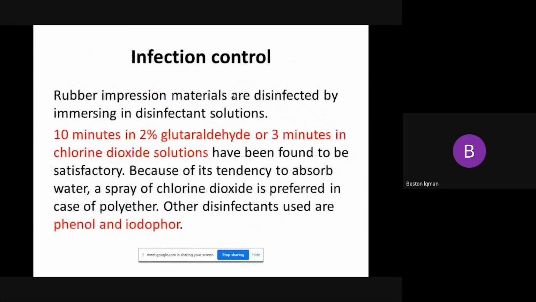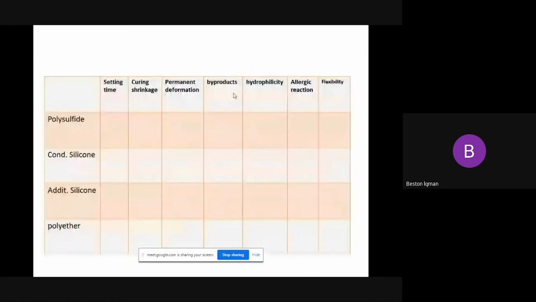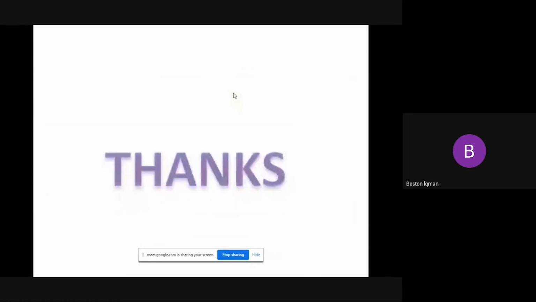After taking the impression, the impression material must be inserted into 2% glutaraldehyde for about 10 minutes, or 3 minutes in chlorine dioxide solution. Sometimes you have additional materials like phenol and iodophor. And I'm finished, thank you for your hearing, and I'm ready to answer any questions if you have.